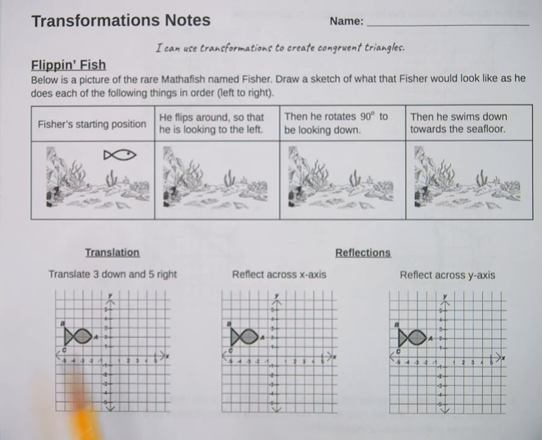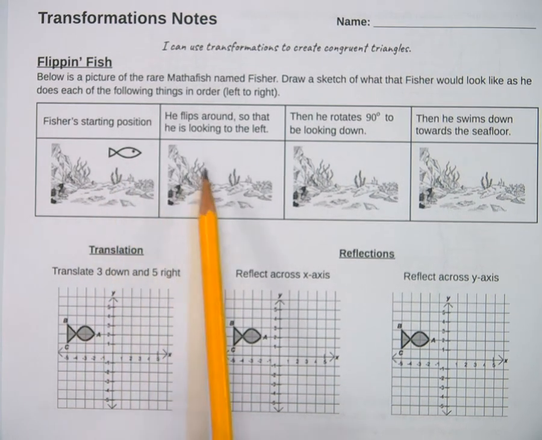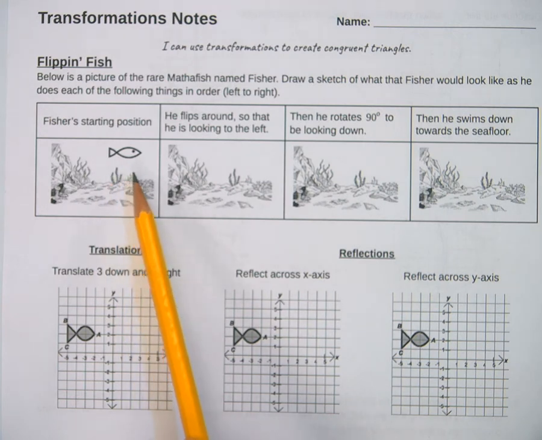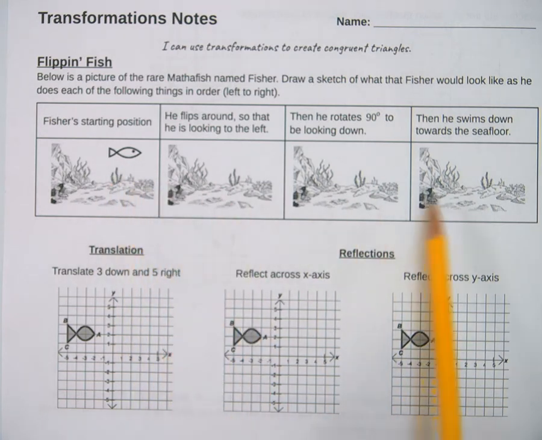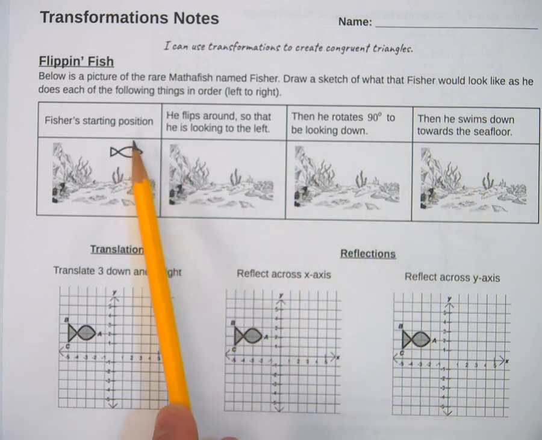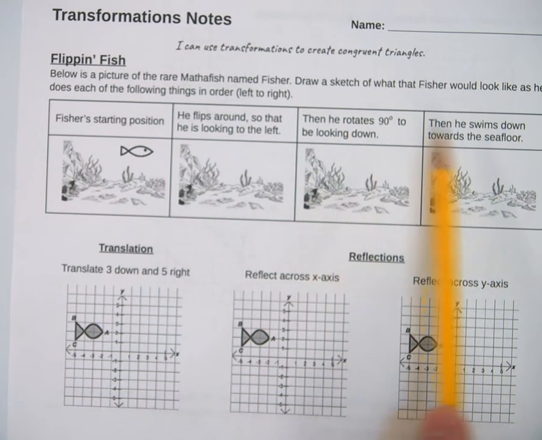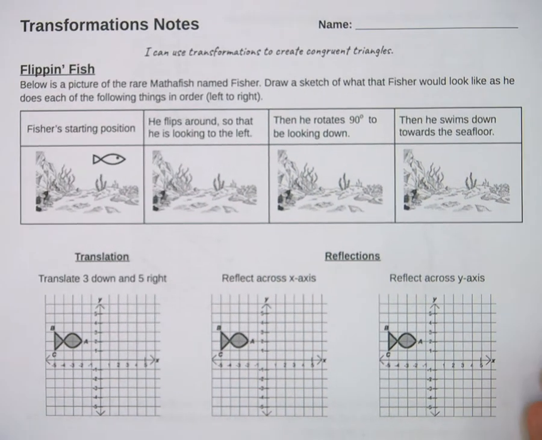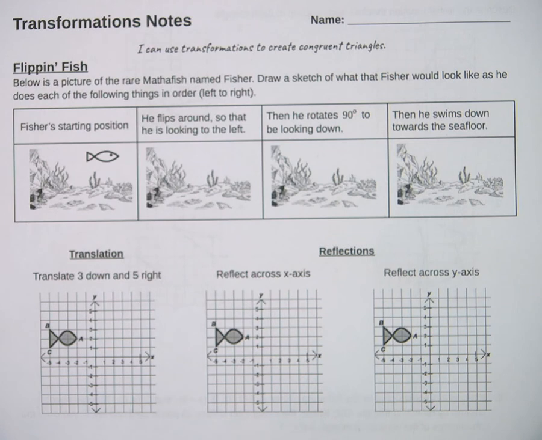So starting out, I'm going to have you pause the video and see if you can go through and sketch in this little fish, Mr. Fisher, and draw what you think he would look like after each of these things is done in order. So first this happens, then this happens, then that happens. So go through and see if you can sketch in what you think happens to Fisher as he does those three things.